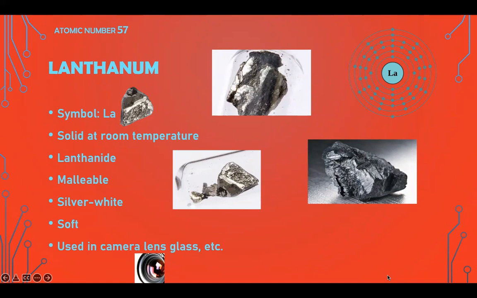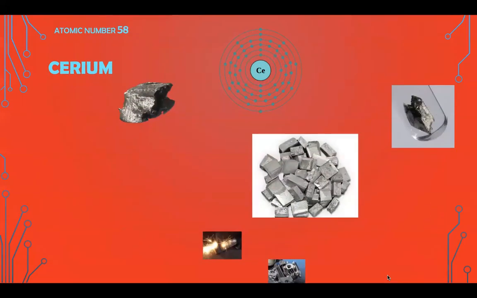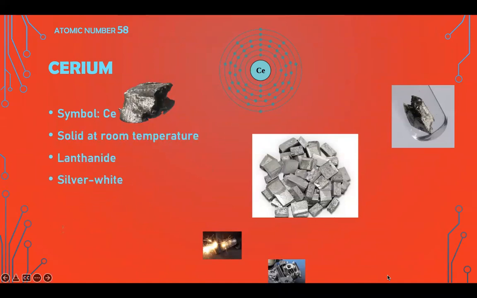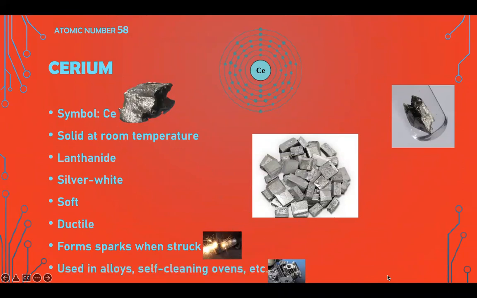And let's speedrun the lanthanide part, shall we? Because they all have similar appearances. Cerium. Cerium symbol is Ce. It's a solid at room temperature. It's a lanthanide. Cerium is silvery white. It's soft. Cerium is ductile as well. It forms sparks when struck. It's one of the two elements to do so. Cerium is used in alloys, self-cleaning ovens, etc.